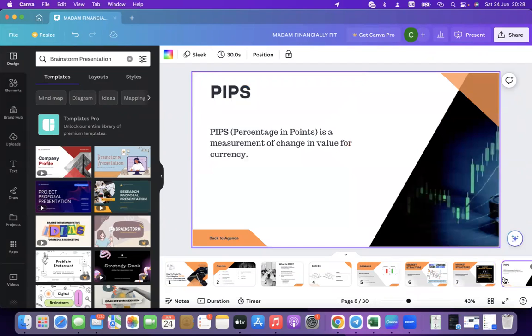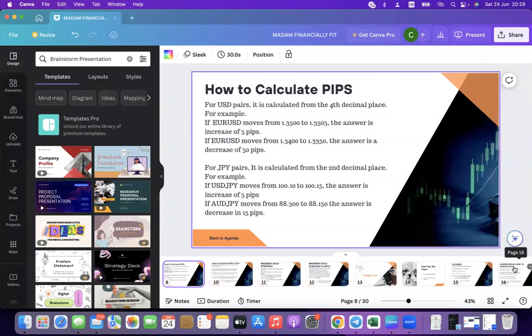And then we have how to measure the movement in this market. Like when you have gold move from 1,000 to 2,000, it is calculated in pips. The measurement of change in value of a particular currency or a particular asset is what we call percentage in points. It's called pips. All right, so I'm going to show you how to calculate pips in gold, but I'll show you others as well and how it is different.